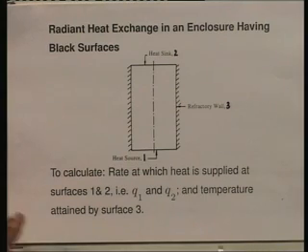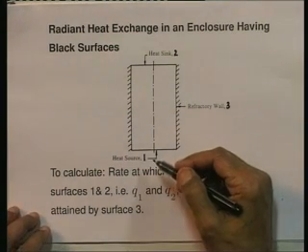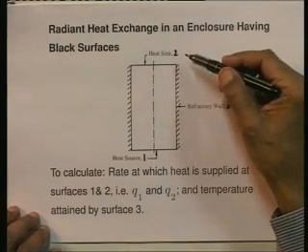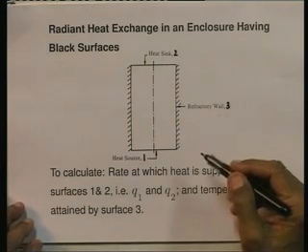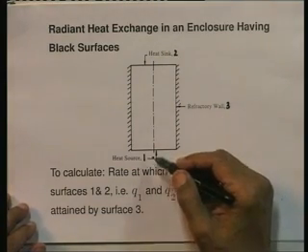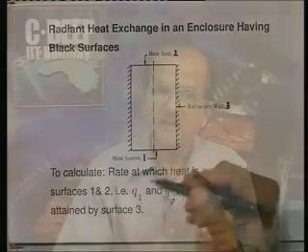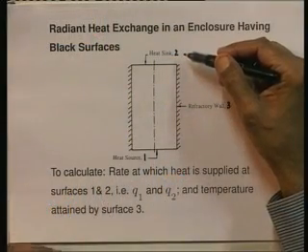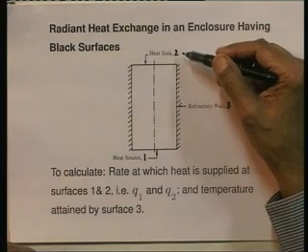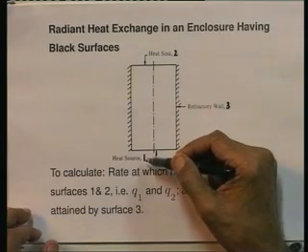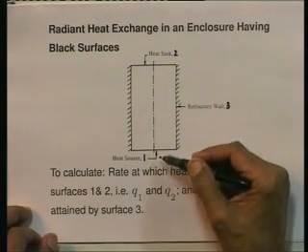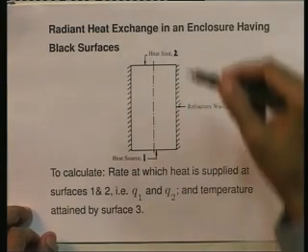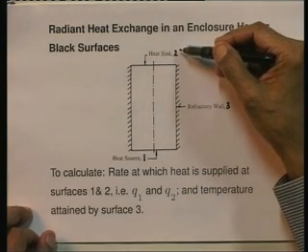We assume arbitrarily that surface 1 is at a higher temperature than surface 2. It could be either way, I am just making an assumption. Therefore, obviously, surface 1 is the surface at which heat is going to be supplied, and surface 2 is the surface at which heat is going to be received, because it will be at a lower temperature. So, T1 is the temperature of surface 1 and T2 the temperature of surface 2. Q1 is the rate at which heat is supplied at surface 1 and Q2 the rate at which heat is supplied at surface 2.